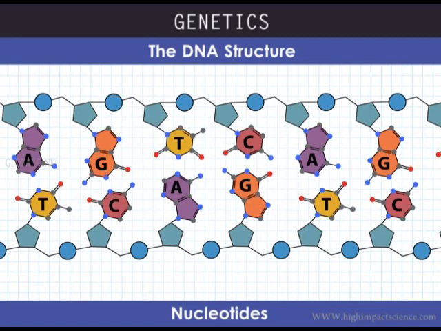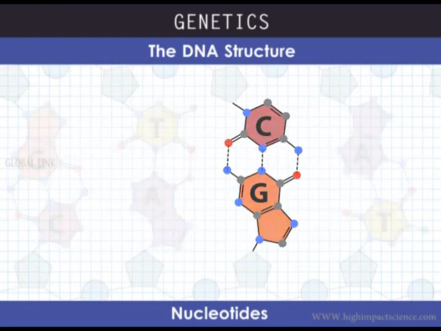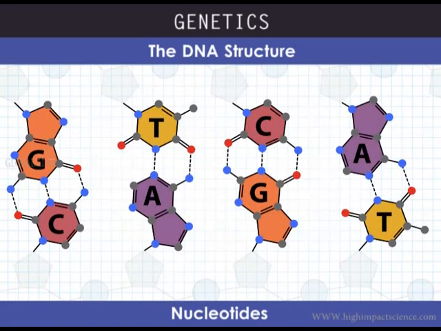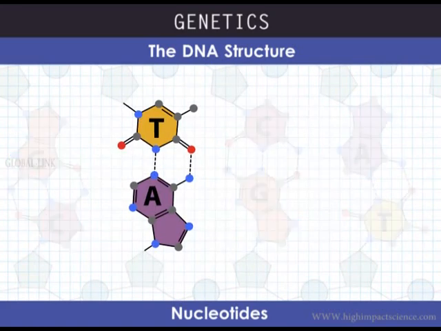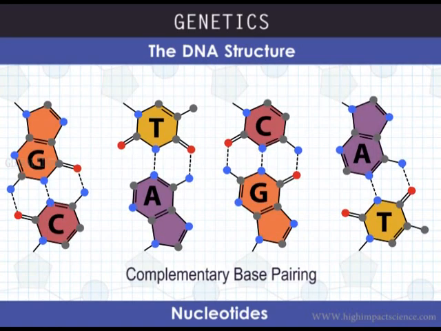Although the nucleotides join through covalent bonds in the backbone, the 2 DNA strands interact through hydrogen bonds between the bases. Guanine always forms 3 hydrogen bonds with cytosine, while adenine always forms 2 hydrogen bonds with thymine. Each unit is called a base pair. This is called complementary base pairing and is crucial during DNA replication.